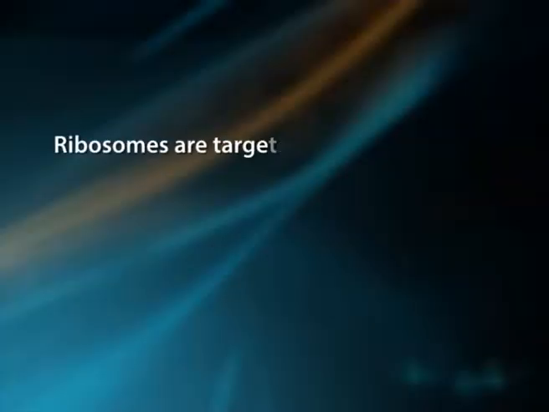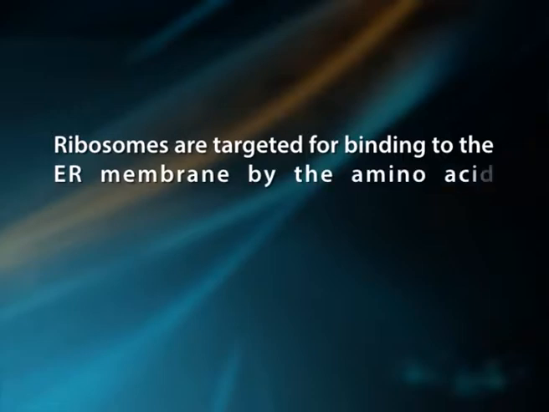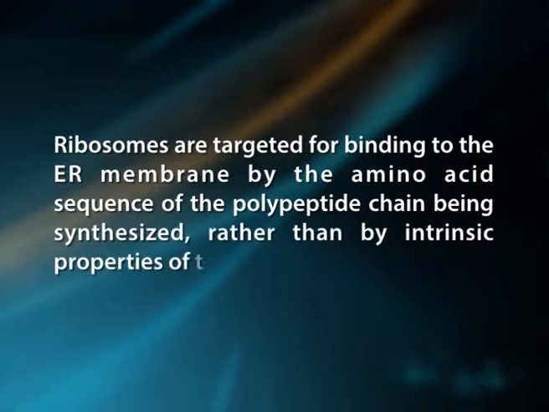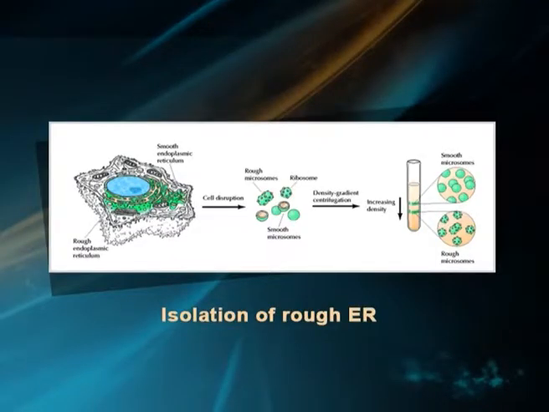The first step in the co-translational pathway is the association of ribosomes with the endoplasmic reticulum. Ribosomes are targeted for binding to the endoplasmic reticulum membrane by the amino acid sequence of the polypeptide chain being synthesized, rather than by intrinsic properties of the ribosome itself. Ribosomes engaged in the synthesis of proteins that are destined for secretion are targeted to the endoplasmic reticulum by a signal sequence at the amino terminus of the growing polypeptide chain. These signal sequences are short stretches of hydrophobic amino acids that are usually cleaved from the polypeptide chain during its transfer into the endoplasmic reticulum lumen.